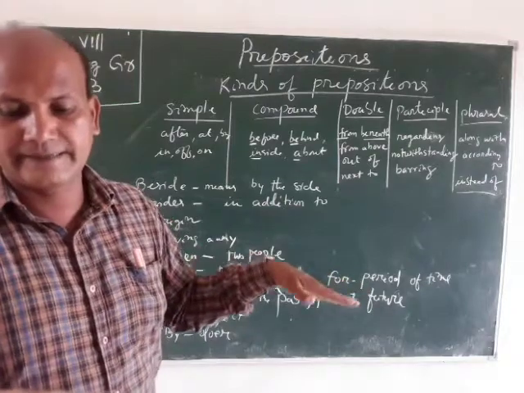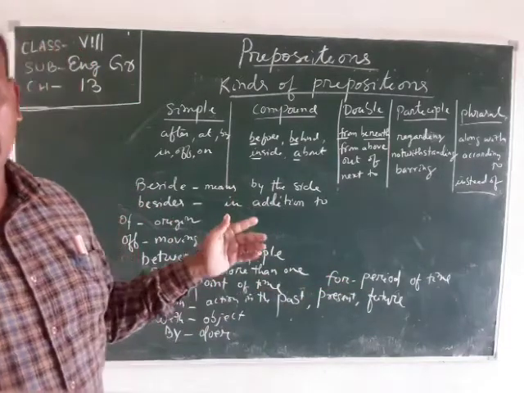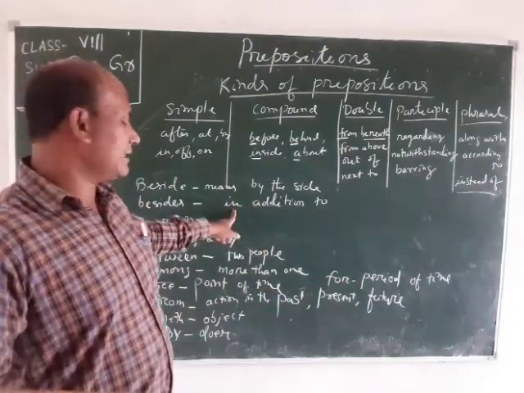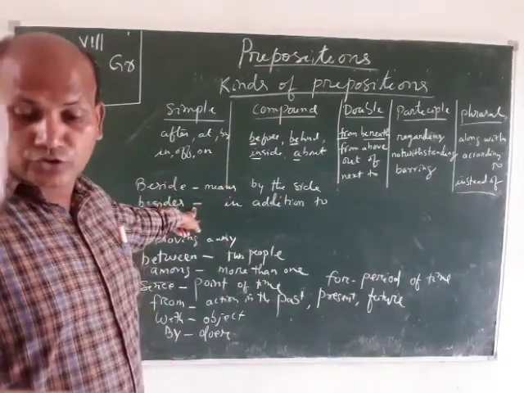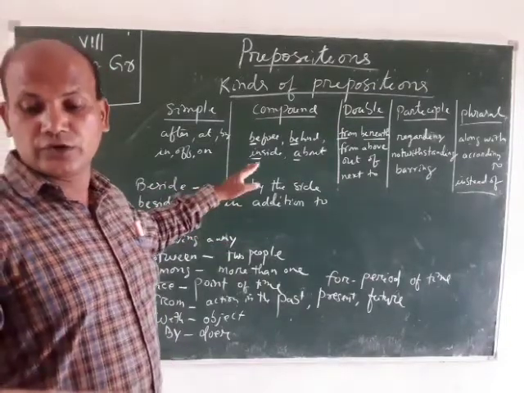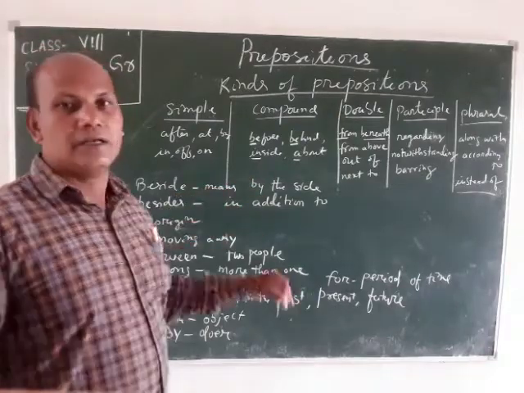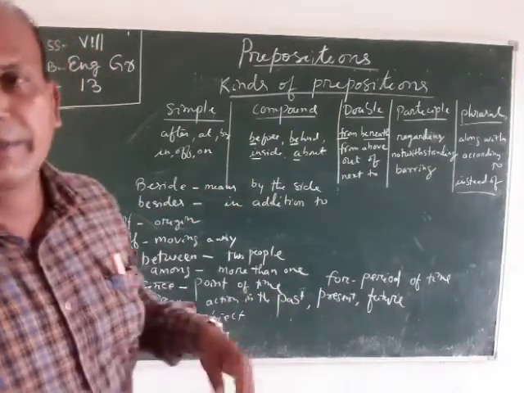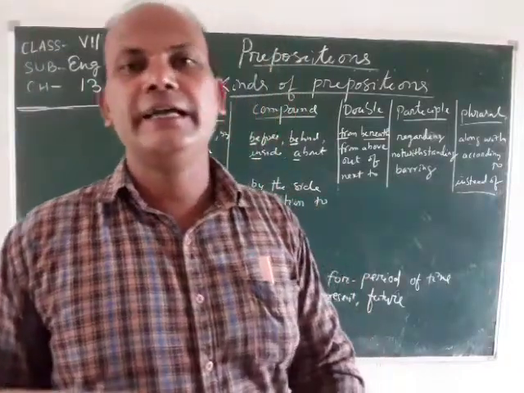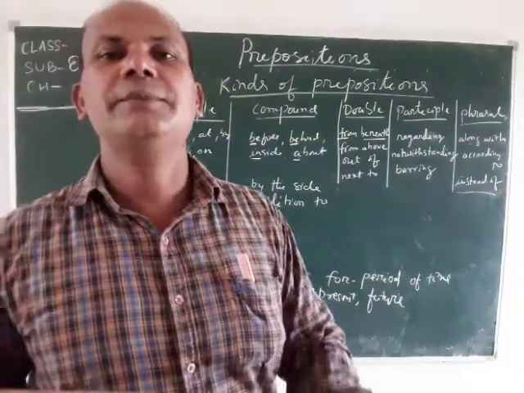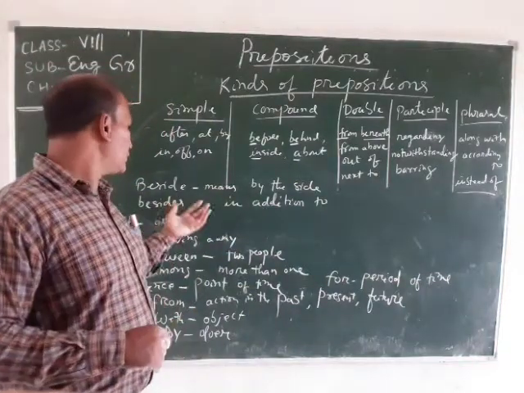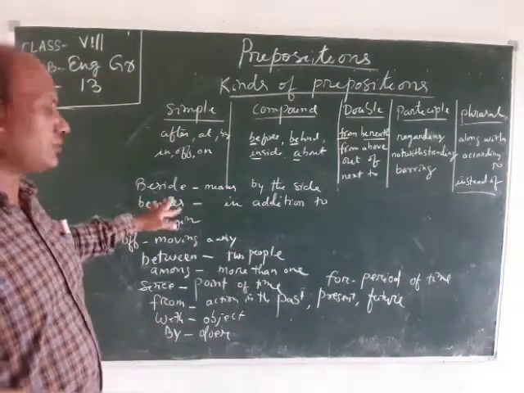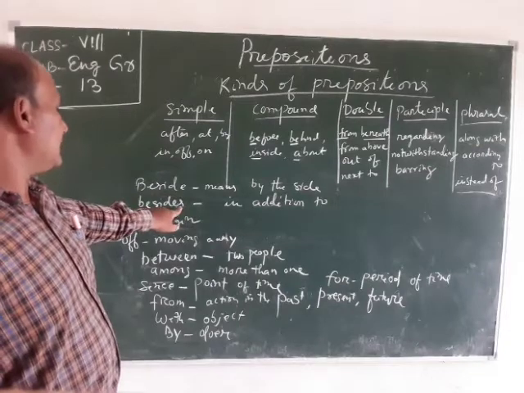Matlab uske paas, uske jagah mein. But besides the restaurants, usko chhod ke, restaurant ko chhod ke, he has two other sources of income. Yeah, I can say besides my teaching career, I have extra income by a different job. Besides means in addition to. So these are the two prepositions to be used: by and with.